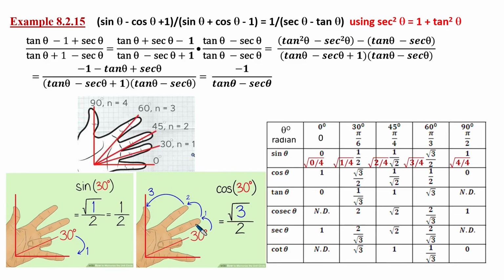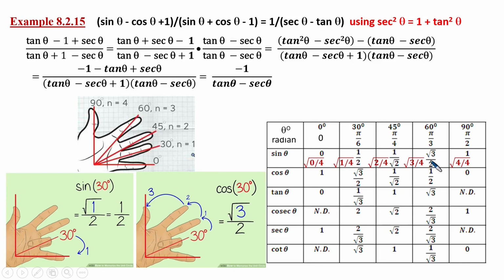Okay, so let us do it for 45. 45 means you have to fold the middle finger. So you have 2 fingers down, the ring finger and the little finger, and 2 fingers up, the forefinger and the thumb. So square root of 2 by 2, always divide by 2. So square root of 2 by 2 is what? 1 by square root 2. Similarly, cos is also the same thing.